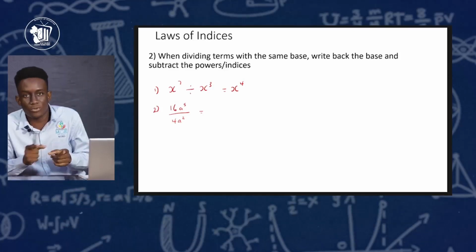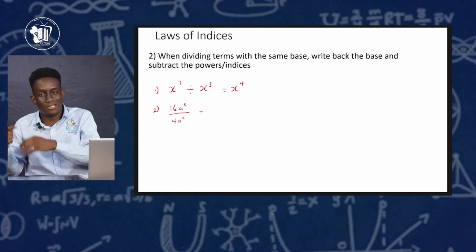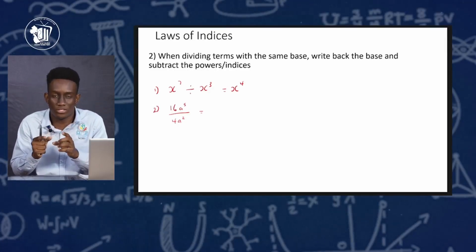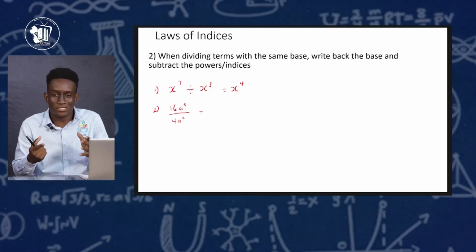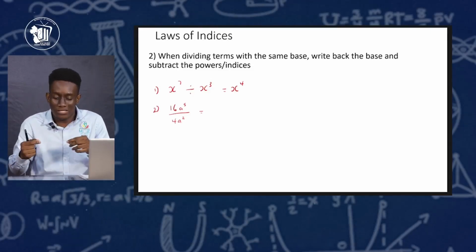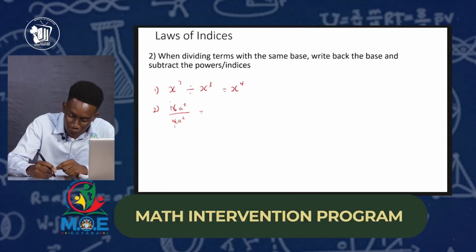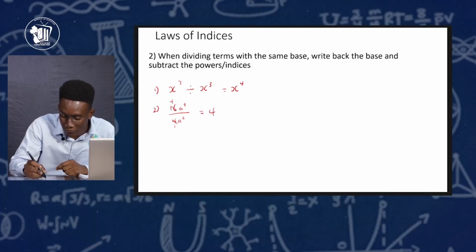And a second example, let's say we had 16a to the 5th divided by 4a to the 2nd. Just like when we were multiplying, where we multiplied the signs and then the numbers and then the letters, we do the same thing for division. We divide the signs. Positive divided by a positive would give us a positive. And then we divide the numbers. 16 divided by 4 would give us 4.